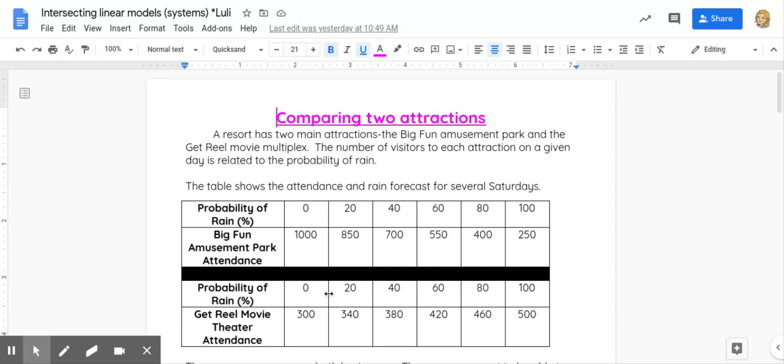And then looking at the movie theater, we have the probability of rain again. That's our X variable, and that's increasing by 20% each time. And then the Get Real movie theater attendance is actually increasing. So if we think about that, as there's more and more probability or percentage of rain outside, more people probably want to be going inside the movie theater because it's inside. You wouldn't want to be outside when it has a 100% chance of rain, as much as being inside. So we just want to first look at the table and make sure it makes sense.